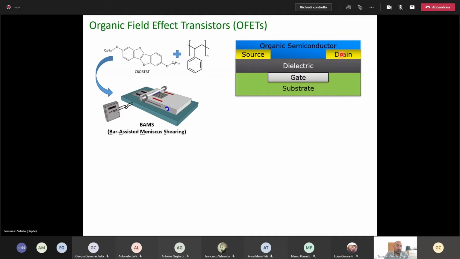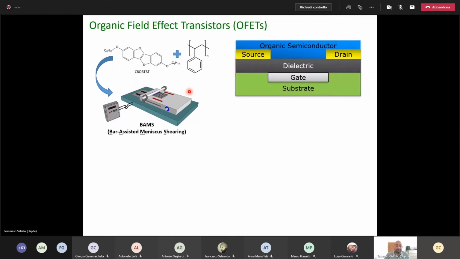So as I was saying, we made this molecule soluble by inserting the alkyl chains, and indeed we were using a cheap and now very widespread technique to make films. This is called bar-assisted meniscus shearing. In other words, it's a hot plate where we place our substrate, and then there is a metal bar, that we can see here, that spreads the solution on top of the substrate, and the hot plate, by heating the substrate, helps the evaporation of the solvent.